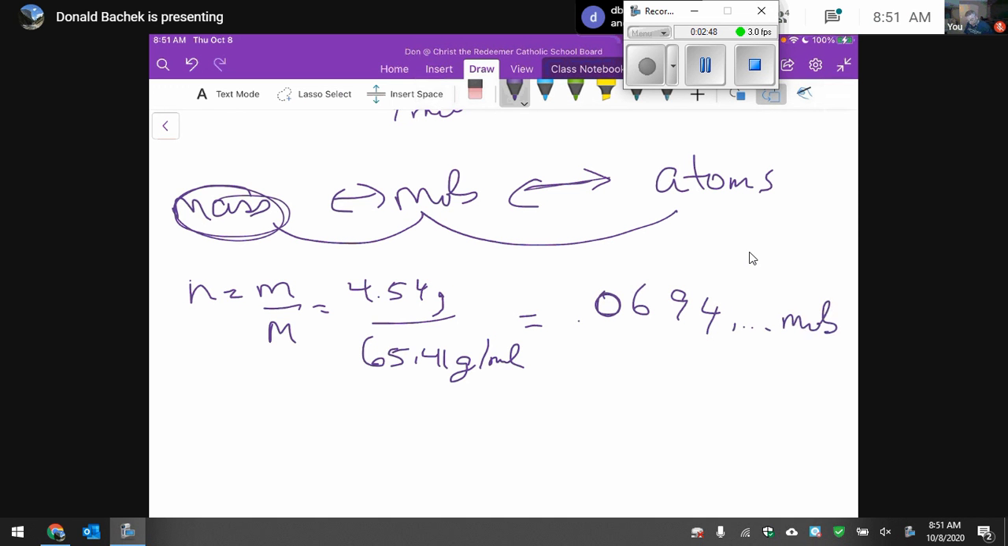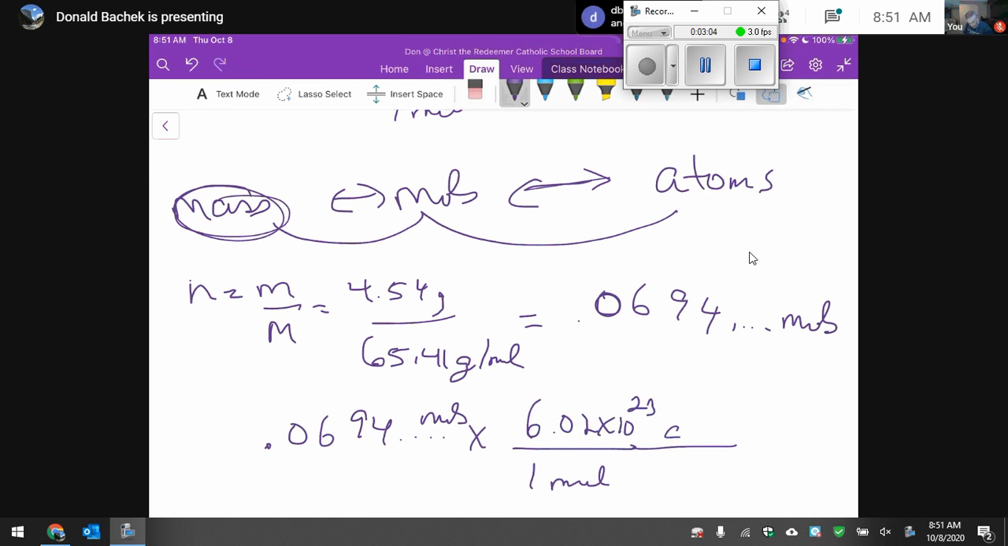And then, of course, we're going to take that 0.0694-ish moles and multiply it by 1 mole, 6.02 times 10 to the 23. And in this case, we're talking about atoms. So we're going to put atoms there, yeah? So we're going to take that number and multiply it by 6.02 times 10.